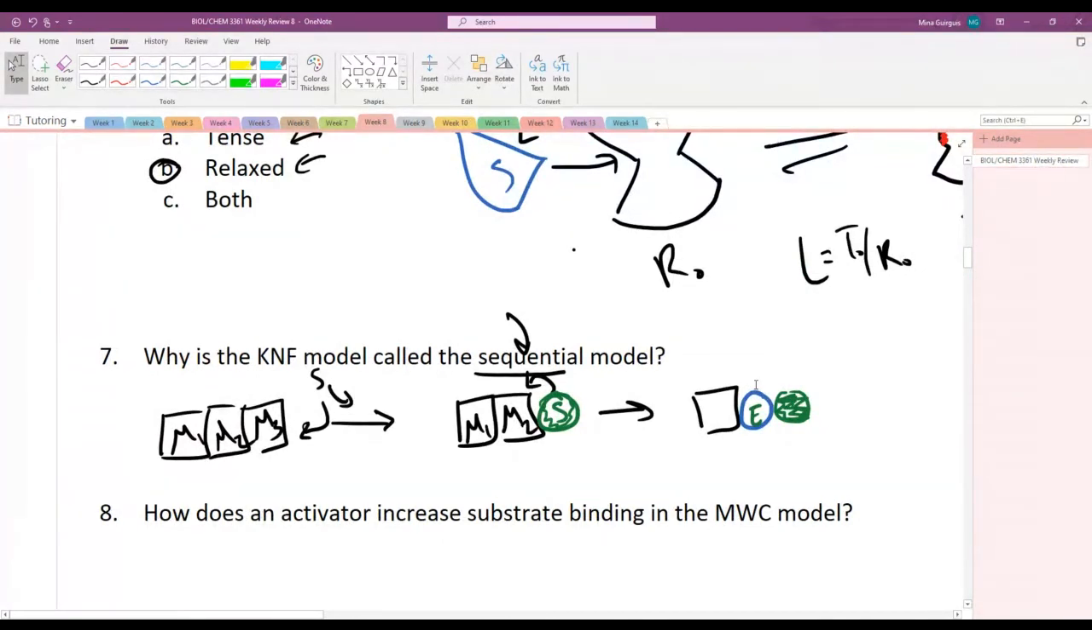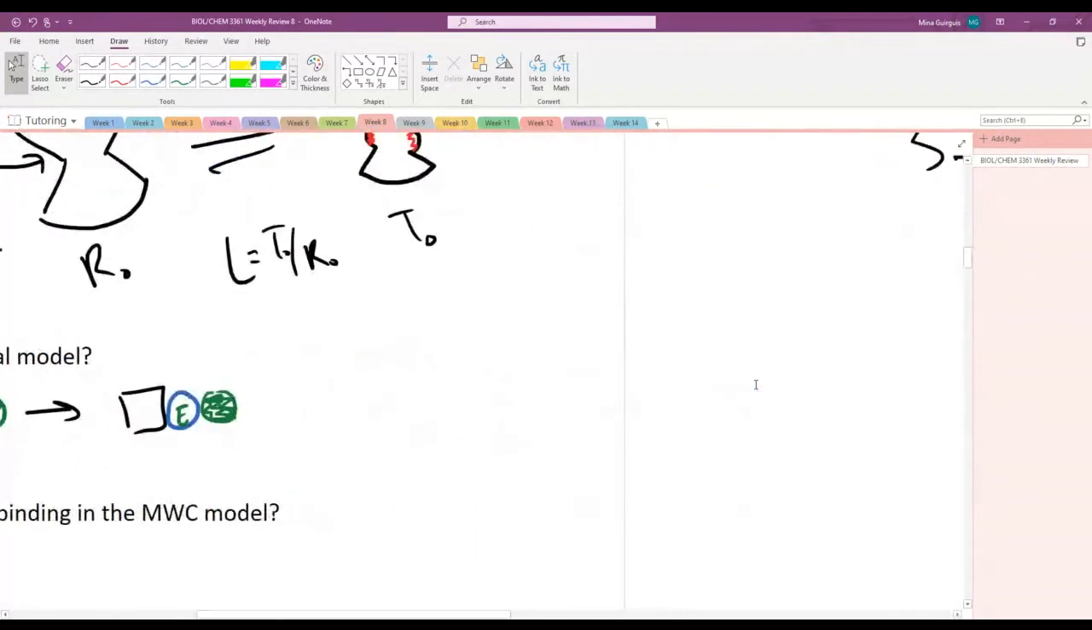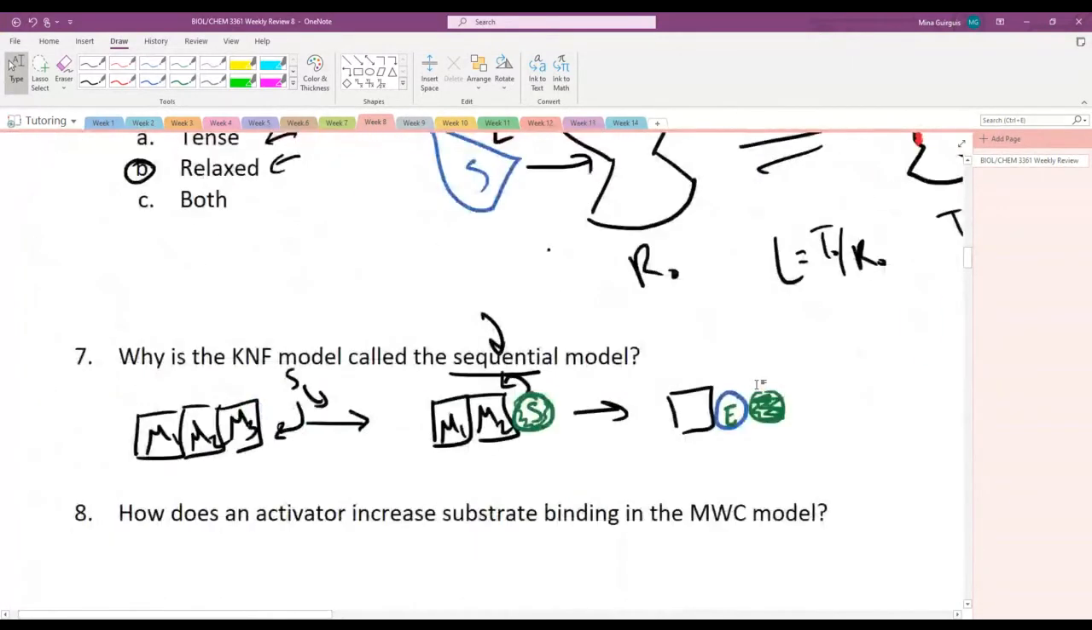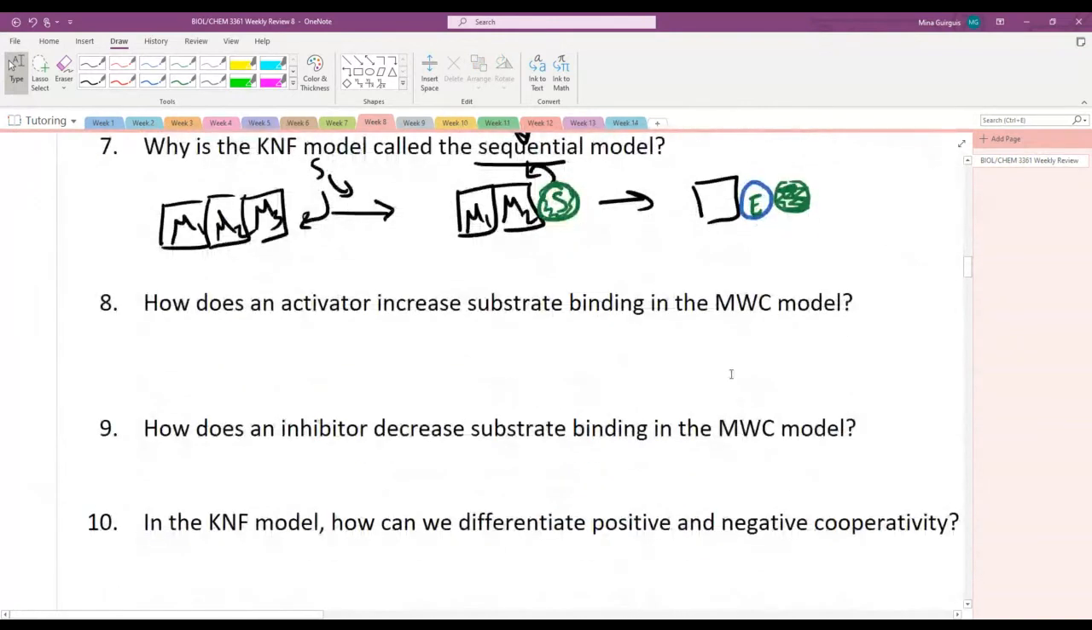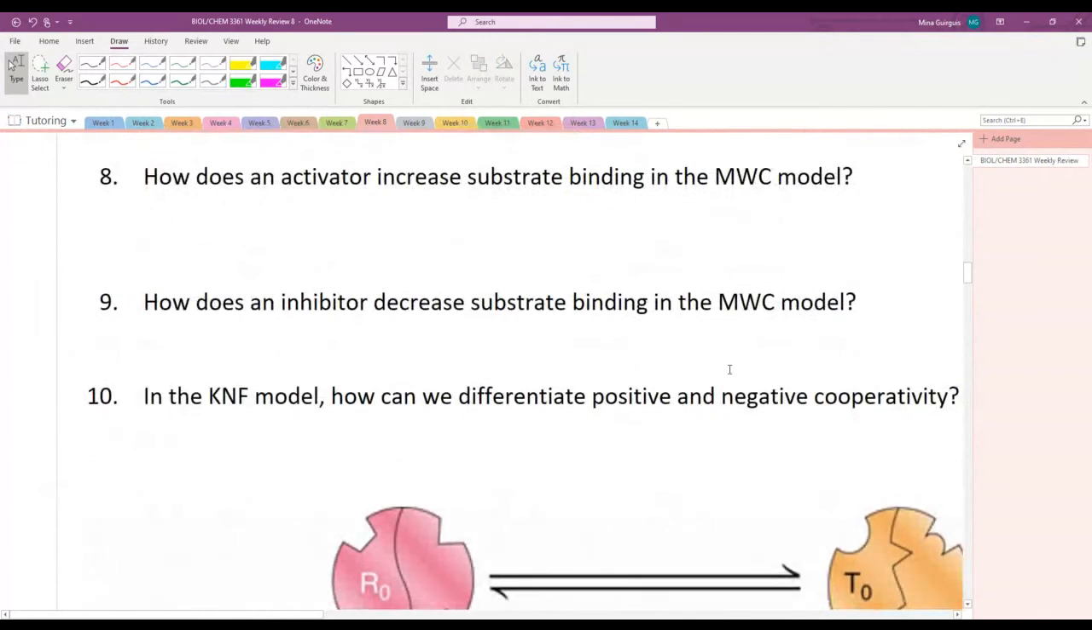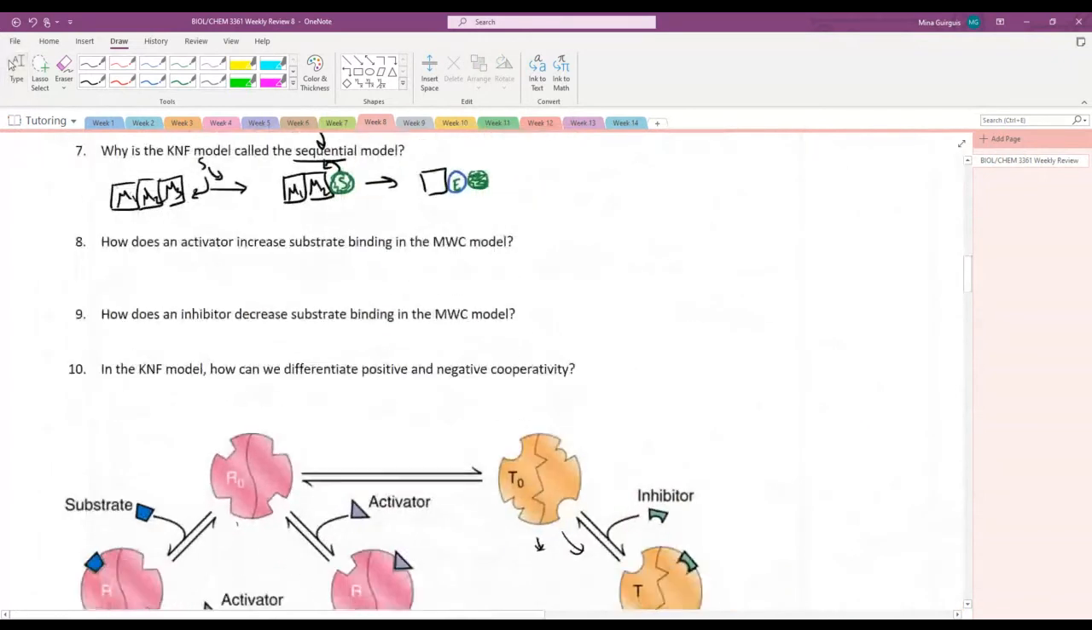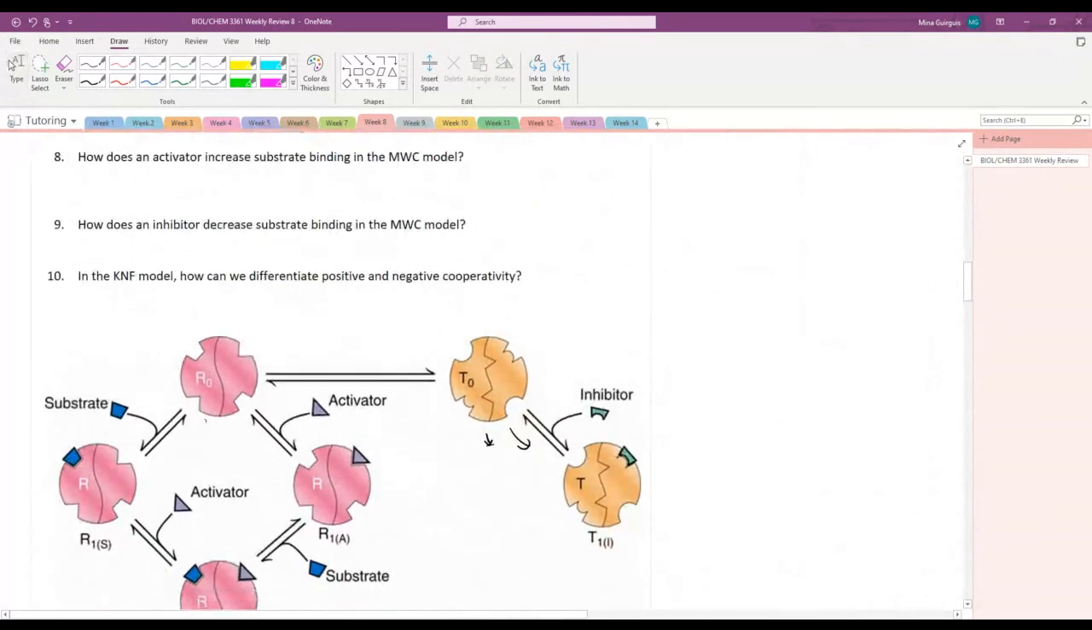And so the KNF model is very clear. It happens subunit by subunit. The MWC model, it happens all at once. So that's the difference between the sequential and the concerted model. These next 3 questions I'm going to answer with diagrams, and I'm going to zoom out so we can see the diagrams. Question 8, how does an activator increase substrate binding in the MWC model? And question 9, how does an inhibitor decrease substrate binding in the MWC model?